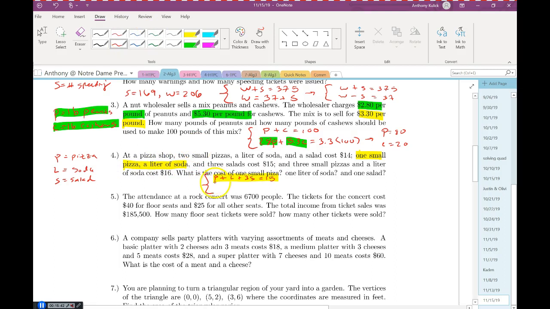Okay, so 2P plus L plus S is equal to 14. Notice where we're getting these from, right? This is actually quite easy writing the equations here for the system, because it's literally given to us in each of these sentences. Do we see that now? Oops, I guess I forgot to keep highlighting that line. What's the last equation got to be?